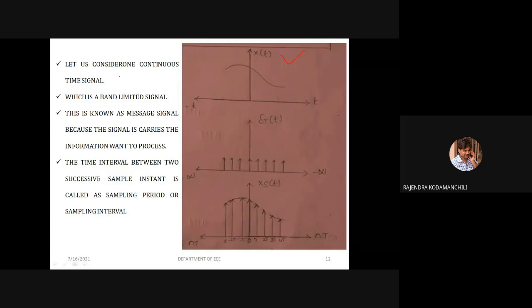Listen carefully. Whatever signal we consider, that signal is a band limited signal. This word is very, very important. Sampling theorem of low pass signal and sampling theorem of band limited signal are the same. Whatever continuous time signal you consider, that signal is a band limited signal.